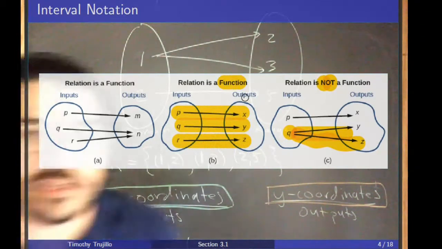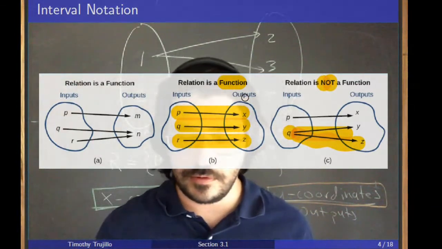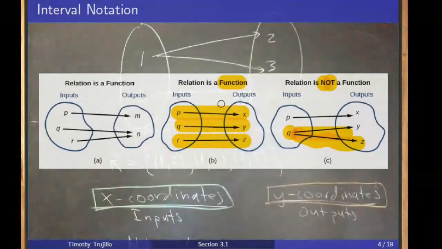But you have to also be careful because you can have 2 arrows going to the same output, okay? So for example, this first relation up here has 3 inputs, P, Q, and R. And both Q and R lead to the same output N, right? But notice that there's only one output for the given input, right? There may be 2 different inputs for a given output, but for a given input like Q or R, there's only one arrow coming out of it. So this is an example of something that is a function, right?